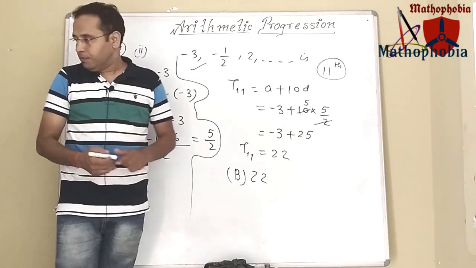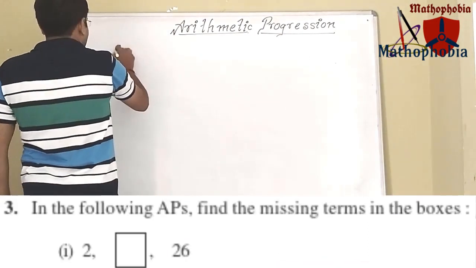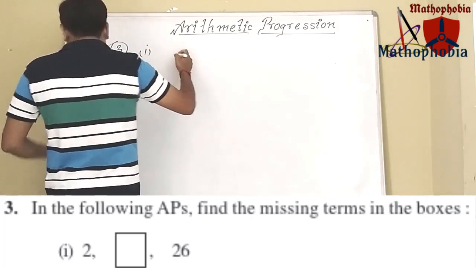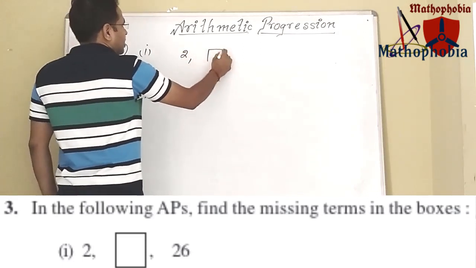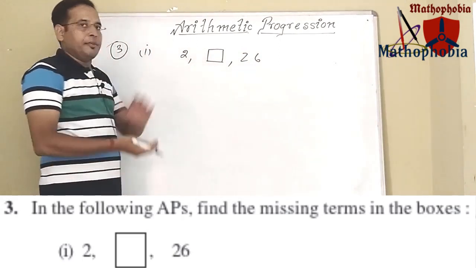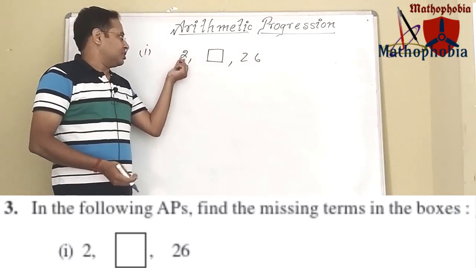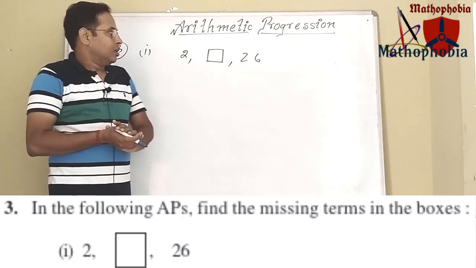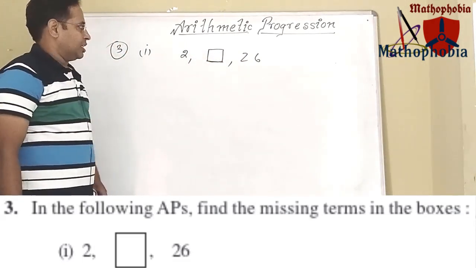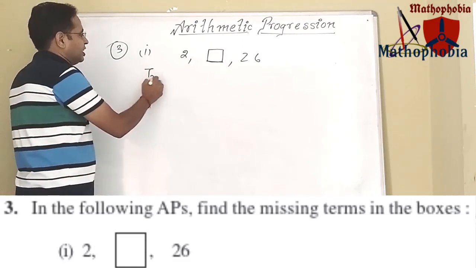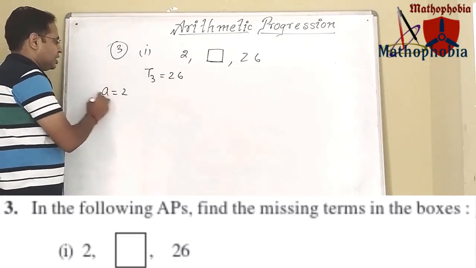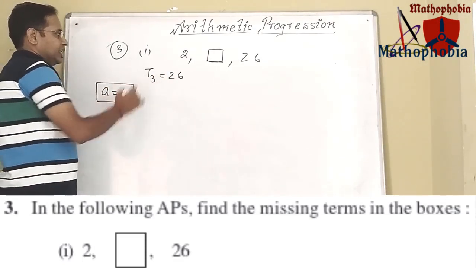Let's move on to the next question. Okay, so question number 3. First part. We need to find the missing term of the sequence: 2, then a blank is given to find its value. Okay, so this is an AP. We need to find its second term. This is the first term, second term and third term. The second term is not known to us. What is given? T3 is given as 26. And A is the first term; A is given as 2.